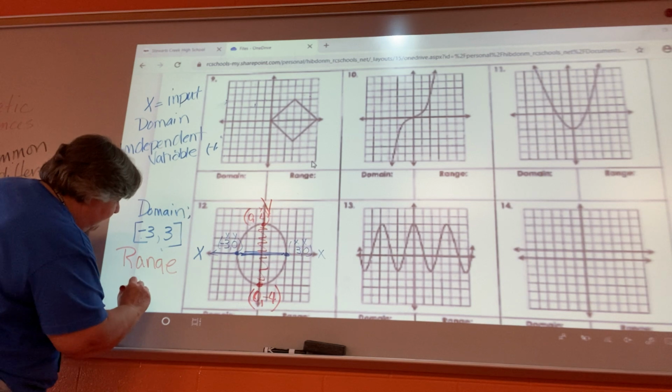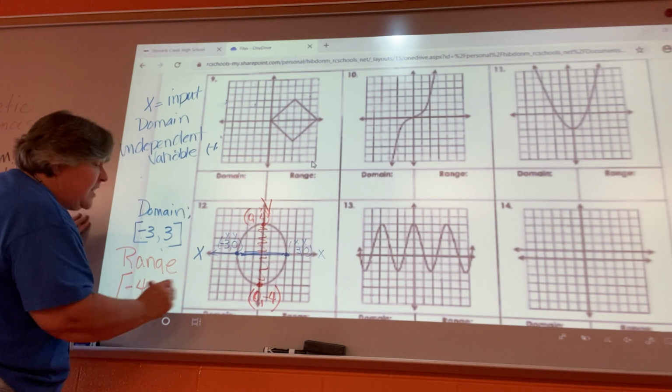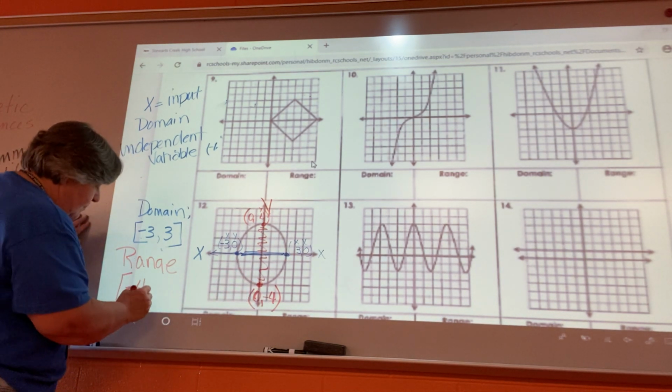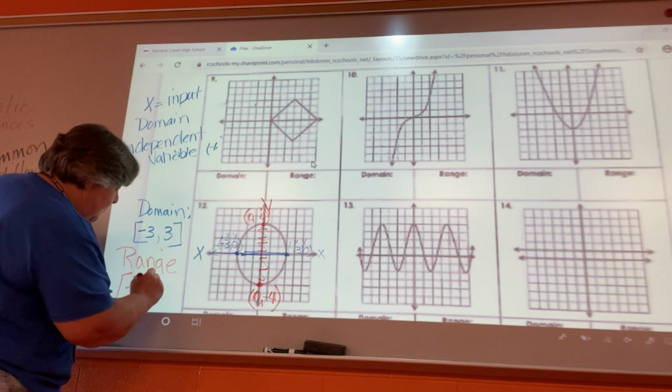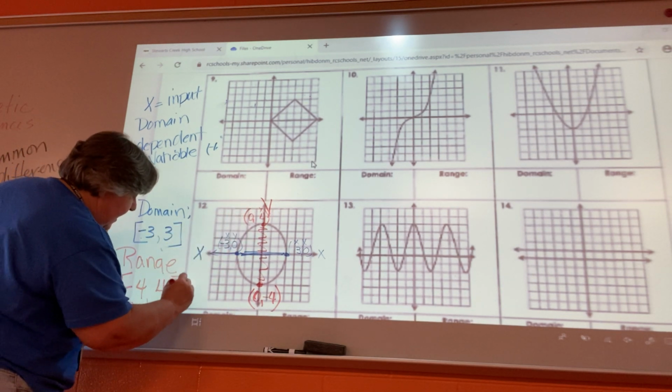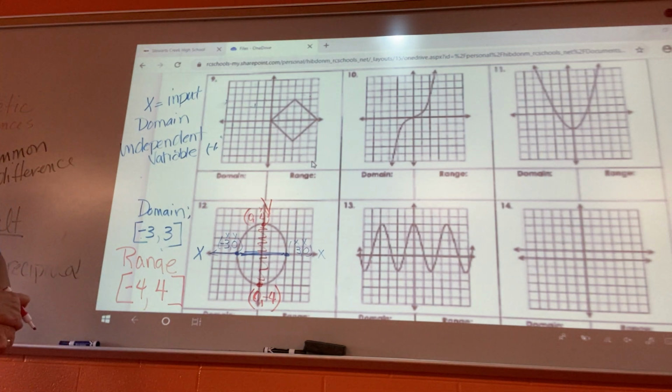So I got -4. Does it include -4? Yes, it's a colored in point. And then up here is +4. And we got it. Questions? No. Okay.